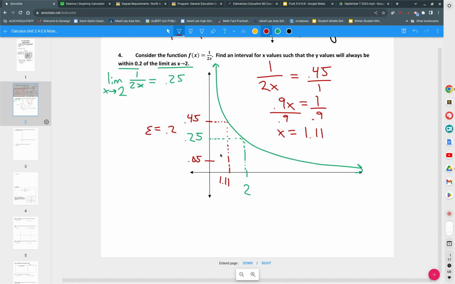So look, epsilon is 0.2. So that means we went up to 0.45 from 0.25. So this is the x value. So delta, that's the difference between these two. So what's the difference between 1.11 and 2? 0.89. So that's a delta value of 0.89.